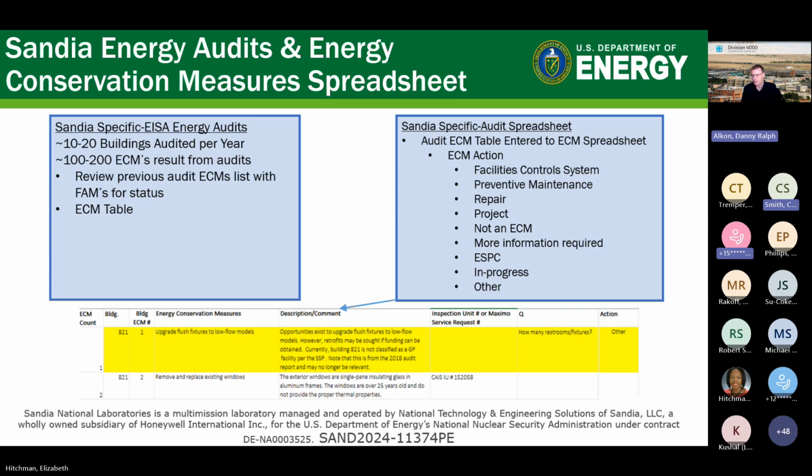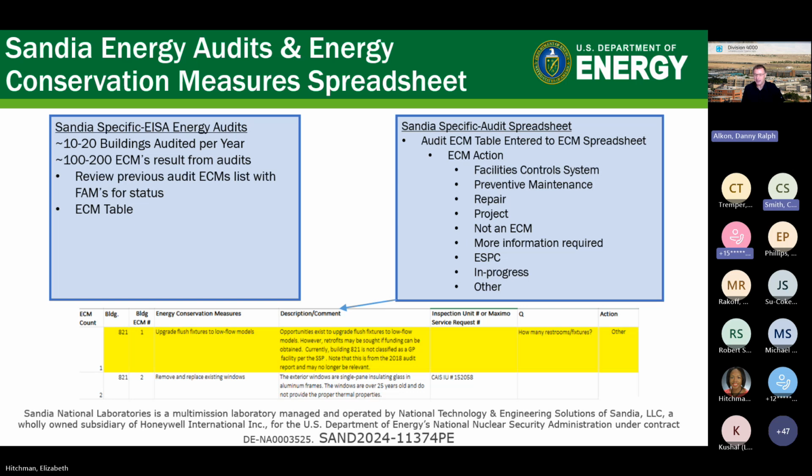Each ECM we go over and see if it's a controls issue that needs to be addressed with our BAS team. If it's preventative maintenance, that we need to create a Maximo or a case ticket in our data management system. If it's a repair, or maybe it's an internal project that we want to create a bunch of ECMs and we have some funding with the energy savings that we can implement that. And maybe it's not an ECM at all, so we'll remove it. And then if more information is required, then I further develop the scope of work.